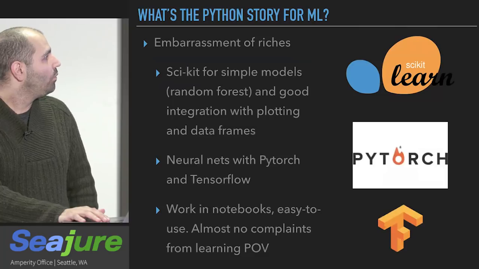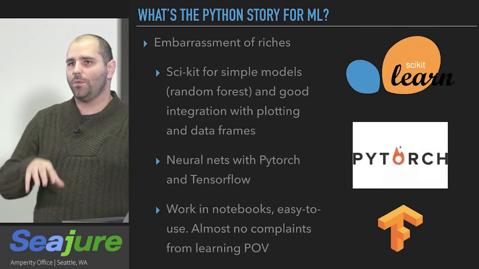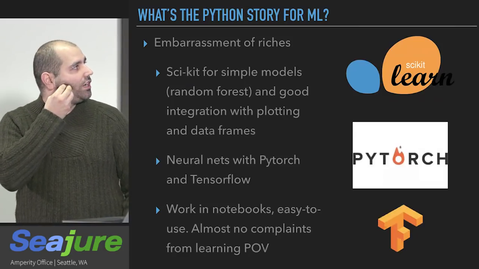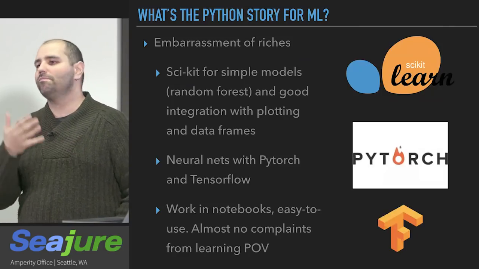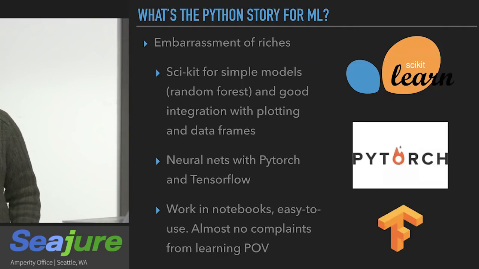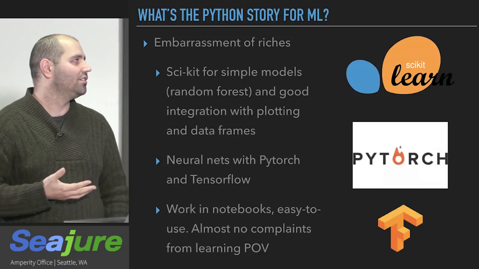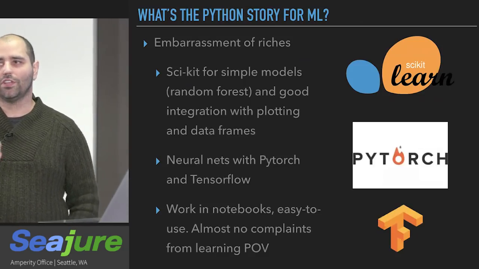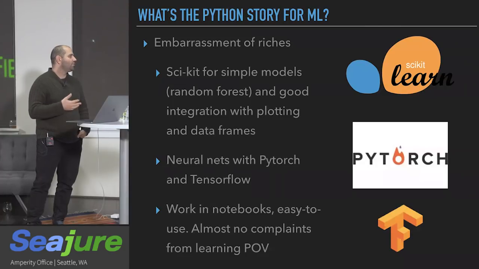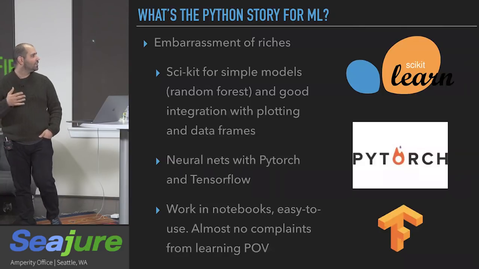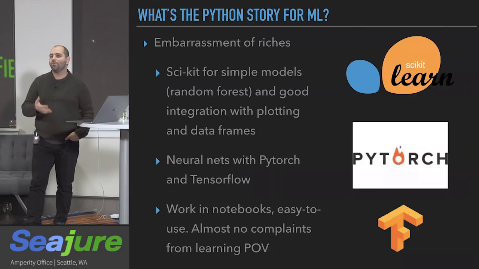So let's talk about ML. We've talked about notebooks, we've talked about pandas, and now we'll talk about ML. The Python story for ML, of course, is embarrassingly rich, right? There's scikit, which I think is probably the most used thing still, for simple models like random forests and logistic linear regression and nearest neighbors and all those things. And it has a really good integration with PyPlot and data frames, right? In fact, most of the way that I think scikit gets used in practice is via data frames.